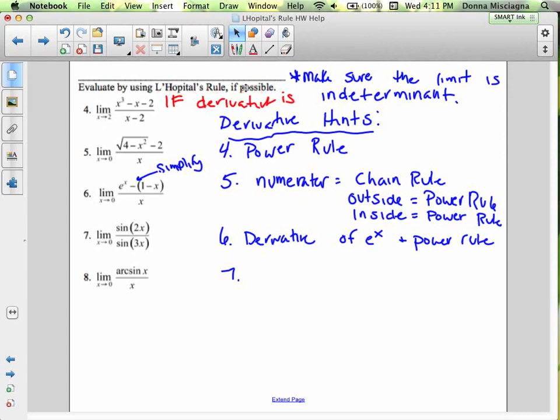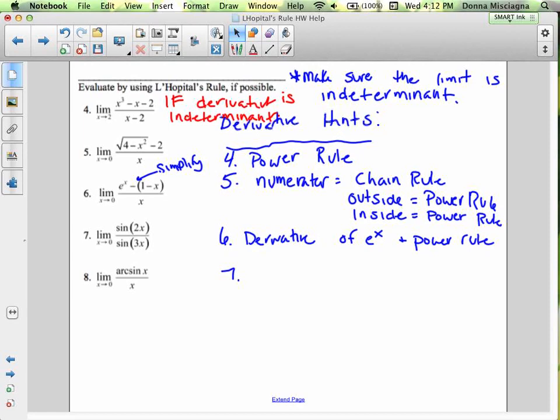Good enough. This is if the derivative is indeterminate. And if it's indeterminate, then these are the derivative hints. Okay? Just so let's make sure we're clear on that. All right, so maybe I'm giving you derivative hints for a derivative you're not going to be taking.